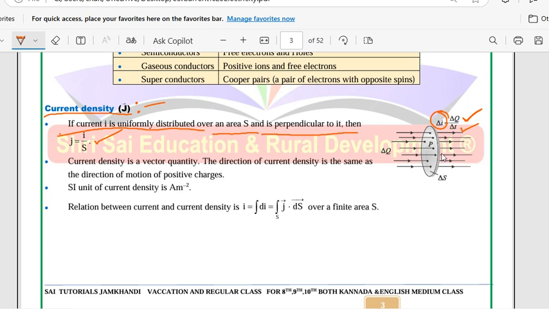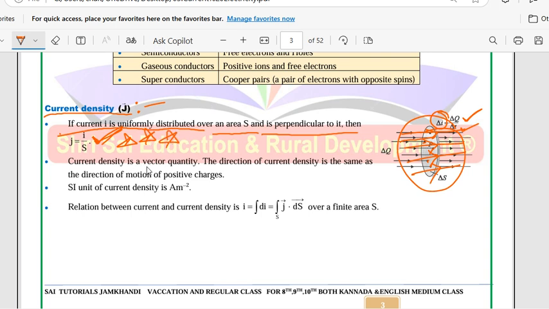The surface area is like this. If a current I is uniformly distributed over this surface area, these dotted lines are there, no? The current is uniformly distributed over the surface and is perpendicular to it. It is moving perpendicular to the surface of that conductor. Therefore, the total current passing per unit surface is called the current density.